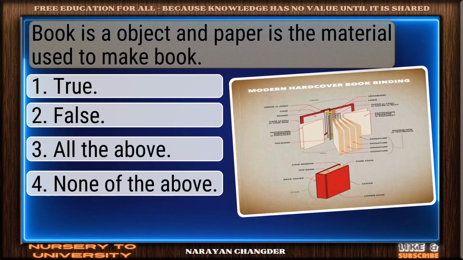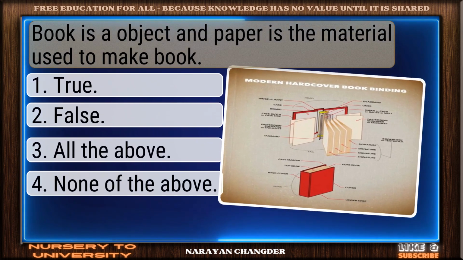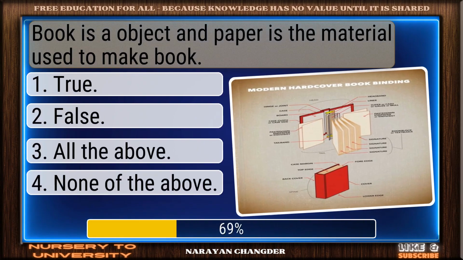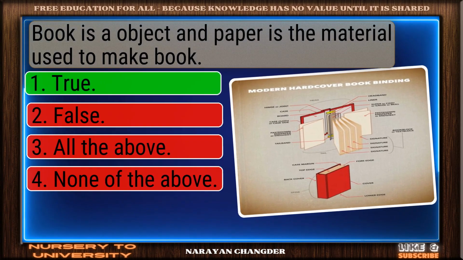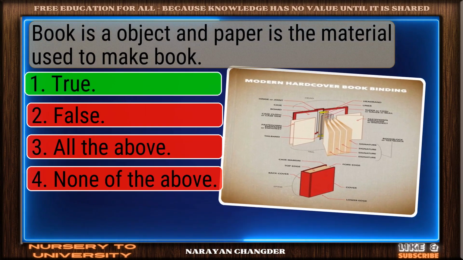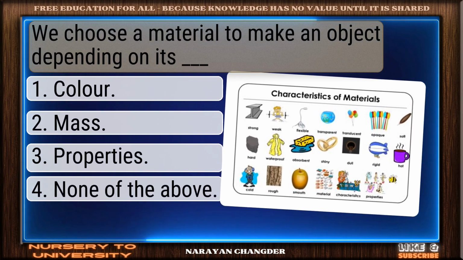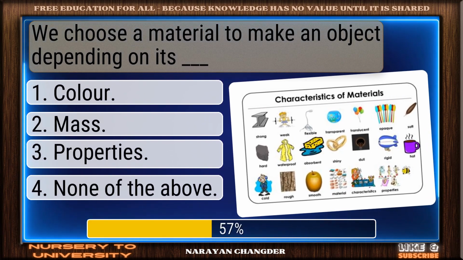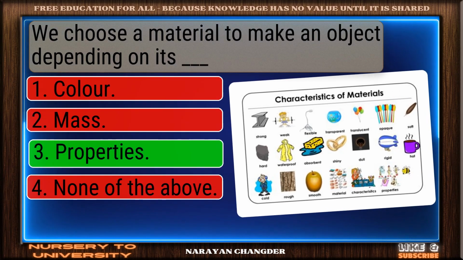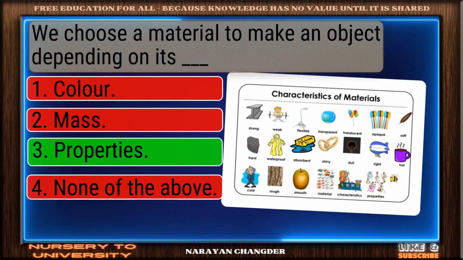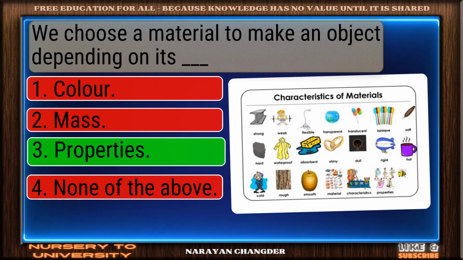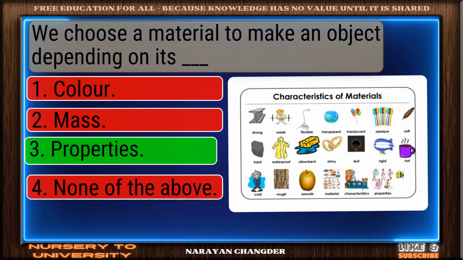Book is an object and paper is the material used to make book. Right again. True is a valid answer. We choose a material to make an object depending on its dash. Clear logic. Your choice properties is sound and 100% true.